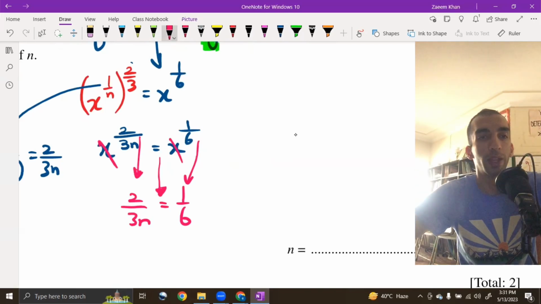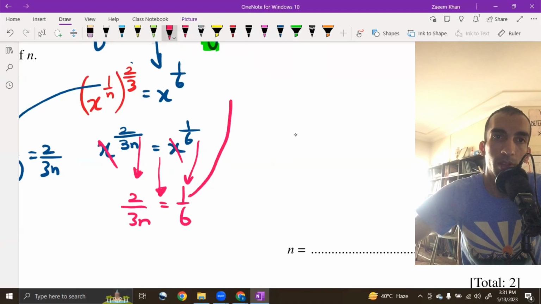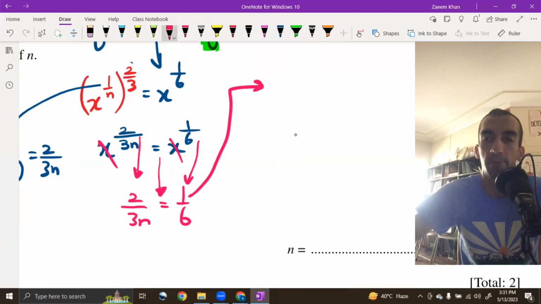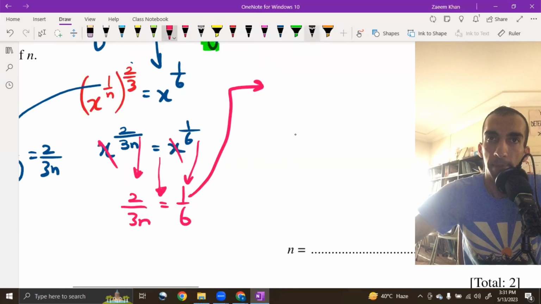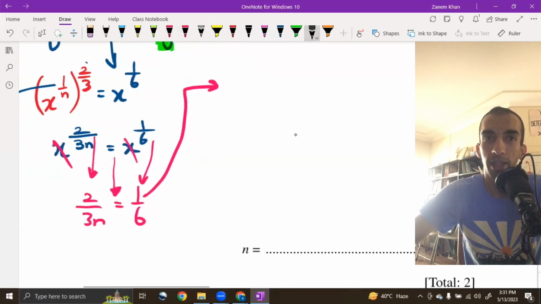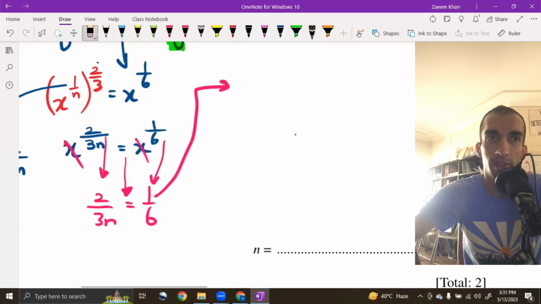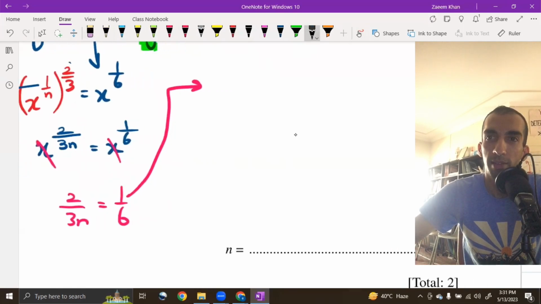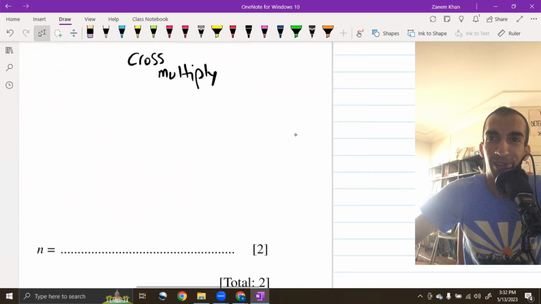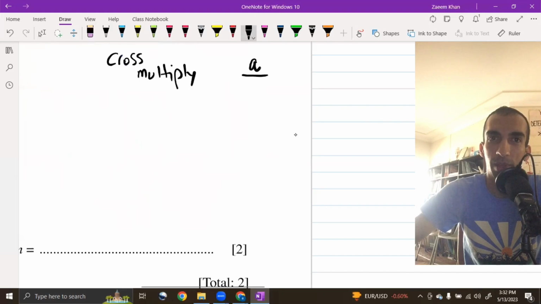Now, whenever we have a fraction equal to another fraction, what do we do to solve for n or isolate the variable n? We multiply it. What's that particular multiplication called? There's another term, not just multiplication, it's what sort of multiplication? We cross multiply. Does that make sense? Let me remind you what that is.